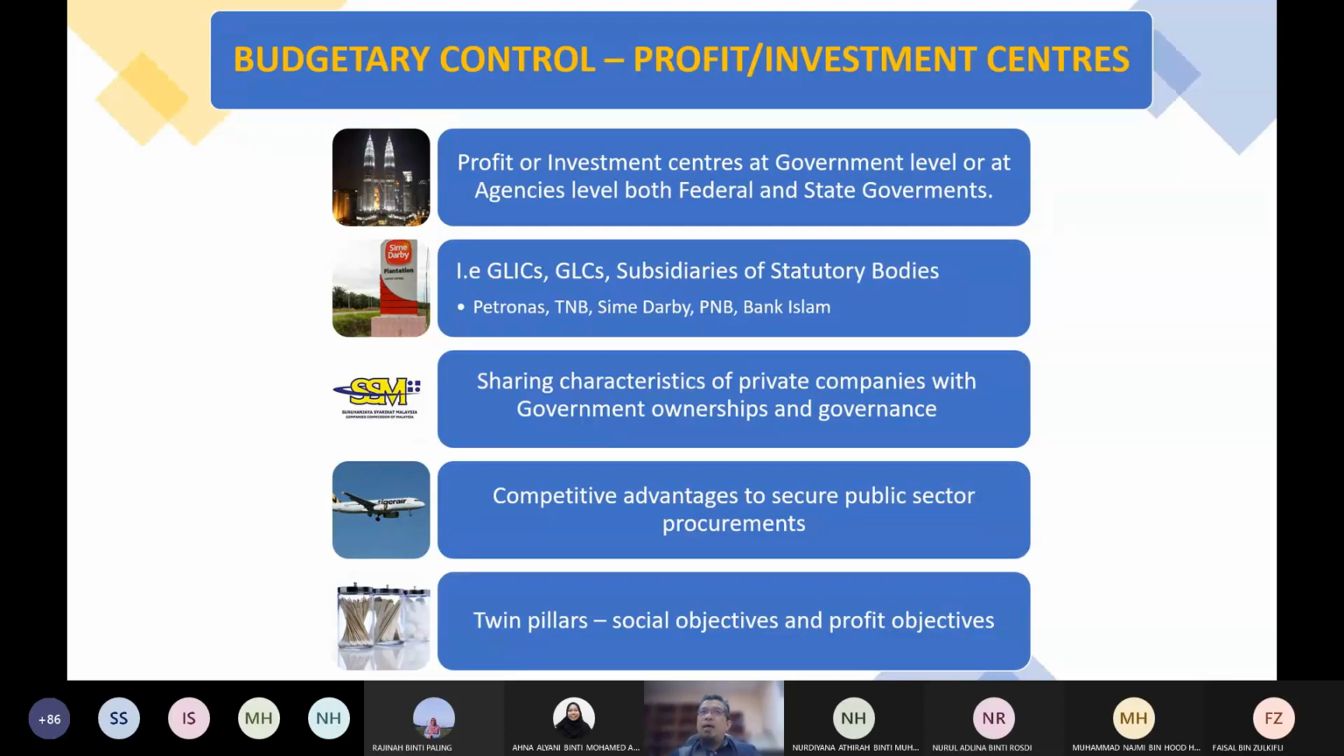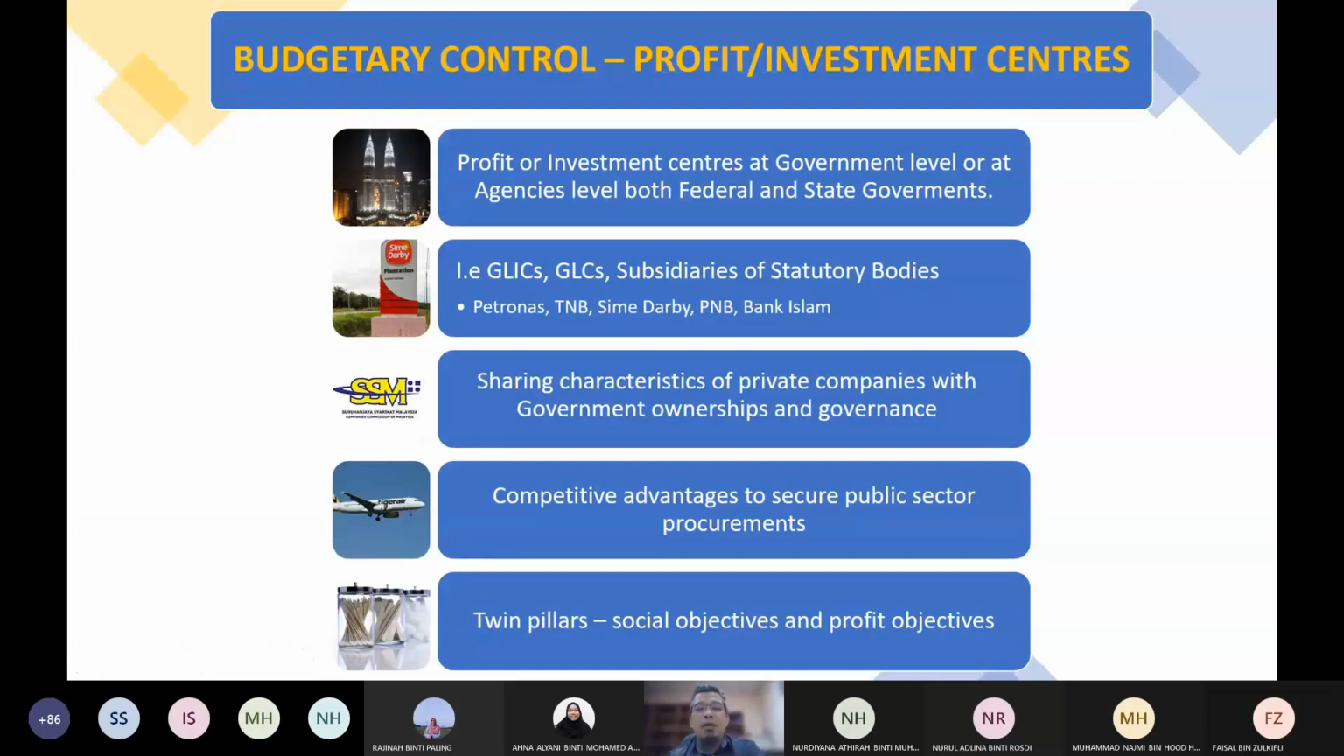But GLCs also can be problematic. I think control and governance must be very important, because otherwise the 1MDB problem will be repeated. And twin pillars: sometimes they have a social objective and a profit objective. There was an attempt, I think during the time of Pak Lah as Prime Minister, to streamline that GLCs should have a profit objective, and the social objective would be secondary. But I think it's quite difficult because they have government ownership. Sometimes they have that social objective as well.